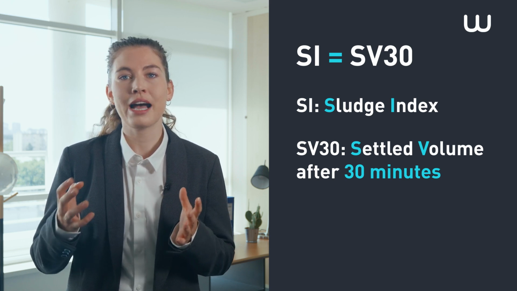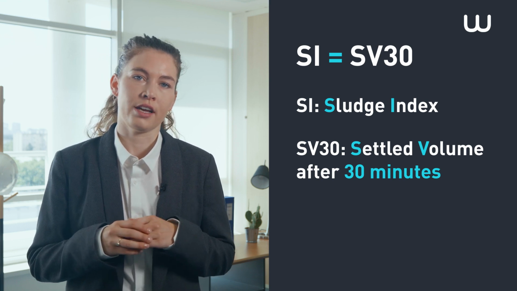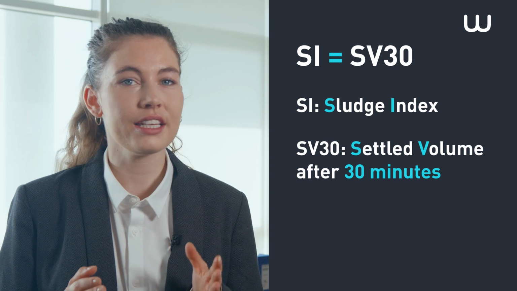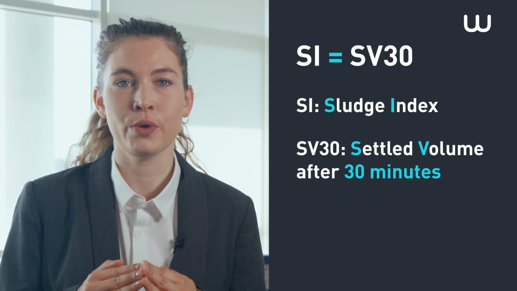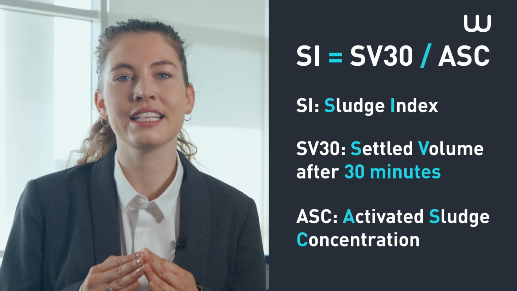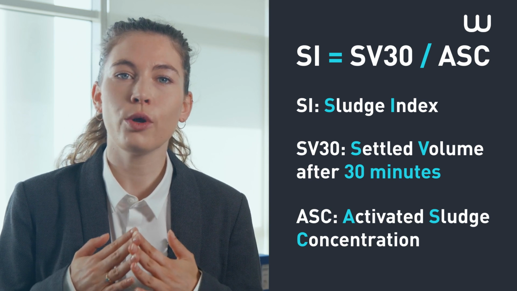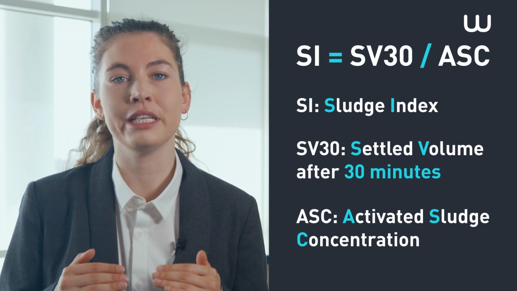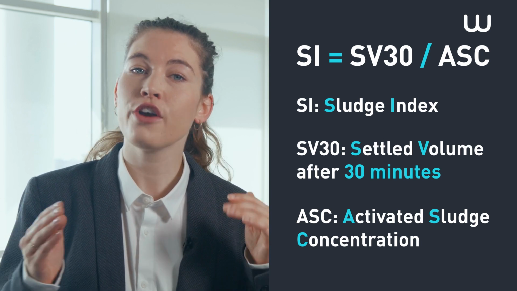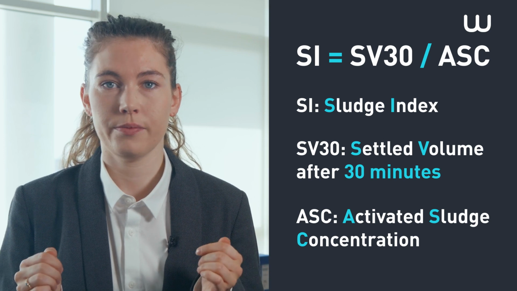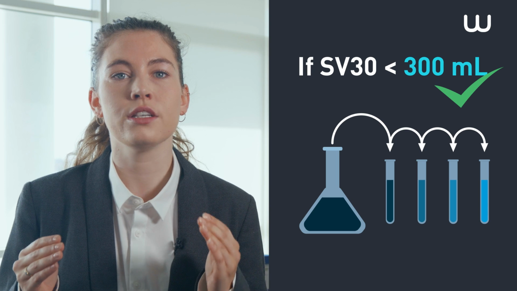In parallel, the mass of suspended solids, SS, in the sludge sample is also analyzed. The result of the sludge index is equal to the ratio of the volume settled to the suspended solid concentration value in the activated sludge sample analyzed, ASC. This result is only validated if the volume settled is lower than 300 milliliters, the limit beyond which there is no longer proportionality between SV30 and ASC. If SV30 exceeds 300 milliliters, the sludge must be diluted.